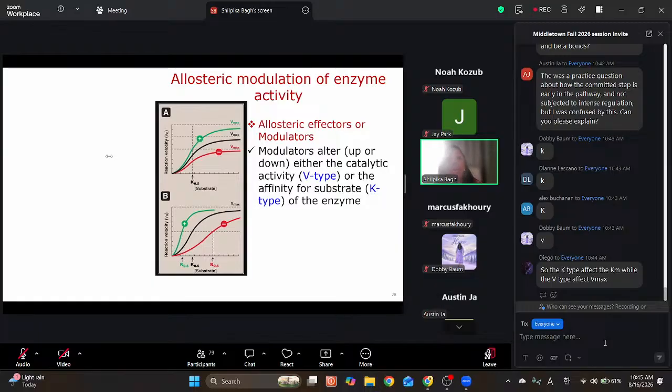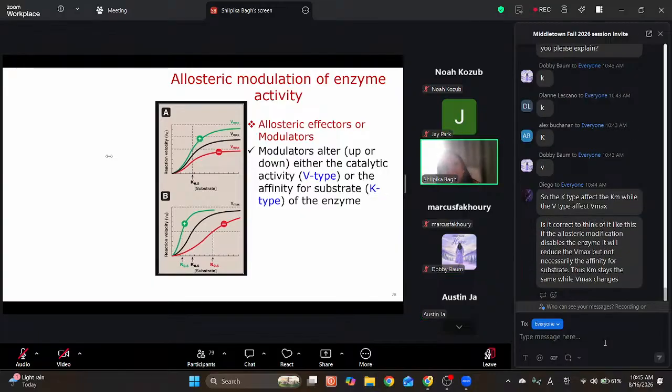Hi, Dr. Buck. There was a quiz question that basically asked about a committed step in a multi-step enzyme catalyzed pathway, and it gave 5 different options. At first I thought it was the intrinsic regulation, but the correct answer was the early step in a linear pathway.